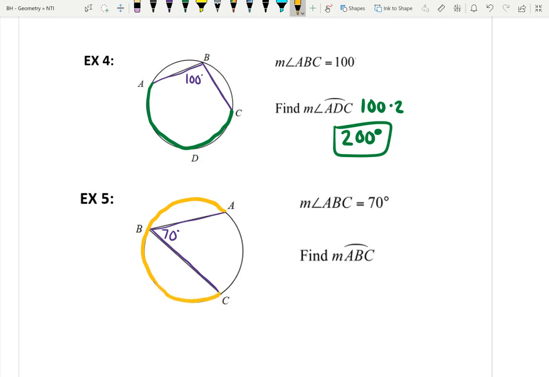Now, that is not the intercepted arc. The intercepted arc is the minor arc AC. Okay, so you've got to be careful there. So we can go ahead and find arc AC. It's double the 70, so it's 140 degrees. And now that you only have the major arc ABC left over, you just need to do 360 minus the 140. And that will give you 220 degrees.